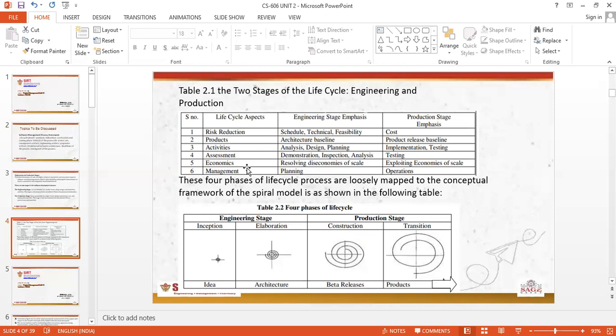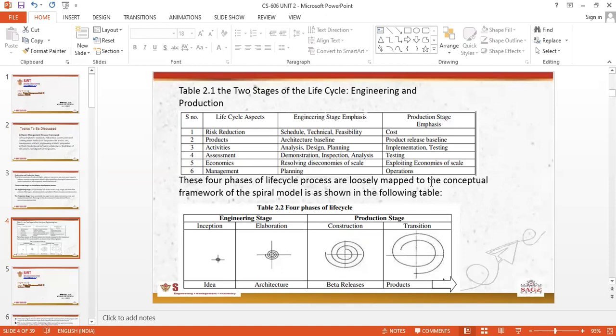Assessment: what assessment is done in engineering? Demonstration-based assessment, surveys, inspections, and analysis. After the assessment, in the production stage comes customer behavior. Economics will resolve this, the economics of scale. The production stage exploits the economics of scale. Management planning in the production stage covers operations.